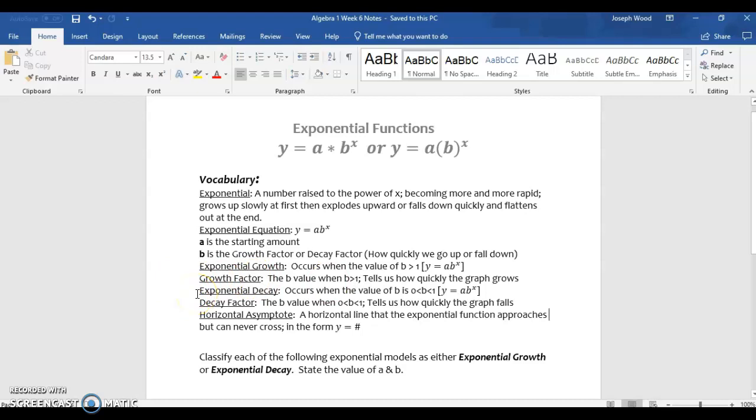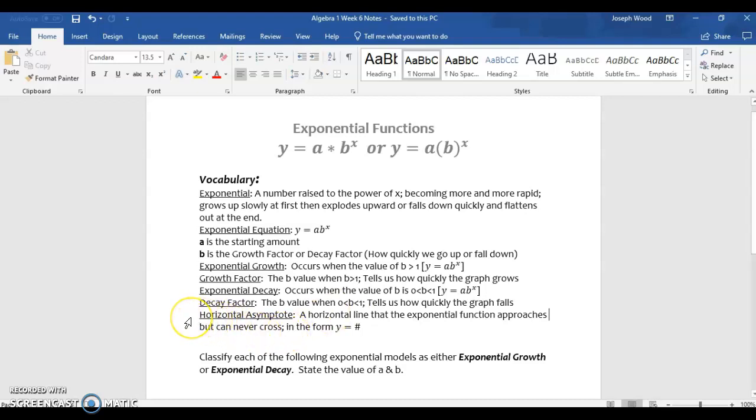The red graph is what we call an exponential decay graph, and that happens whenever that value of B is a number that's between 0 and 1. So it has to be a positive number, but that'll be either a fraction or a decimal that's smaller than 1. And this will tell us how quickly our graph falls. It's what we call the decay factor.